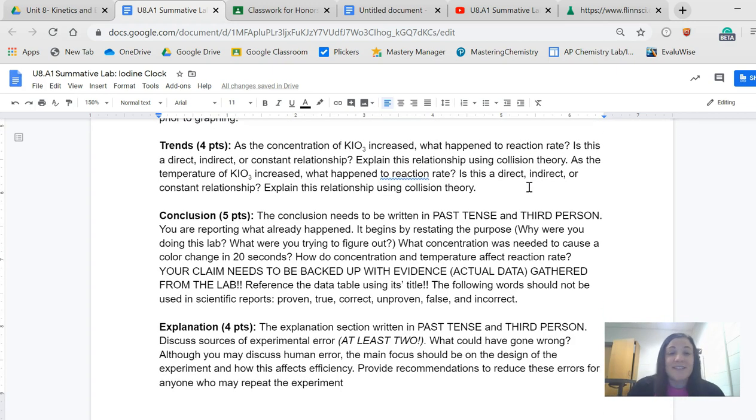All right, trends. We haven't talked about trends yet. So for this section, you're going to tell me as the concentration of potassium iodate increases, what happens to reaction rate? So that should just be a general sentence. As concentration increased, reaction rate blank. Is this a direct, indirect, or constant relationship?